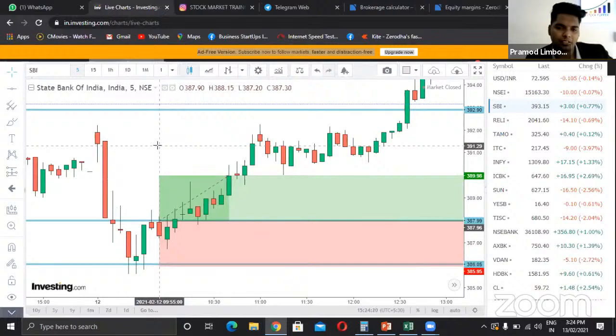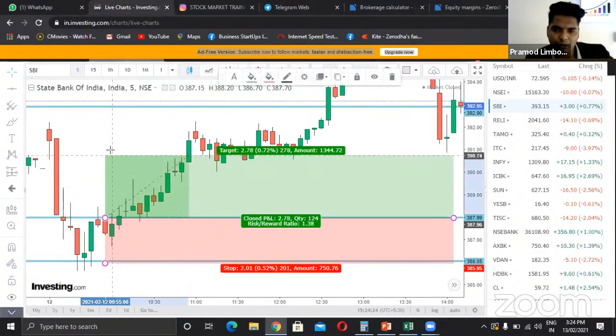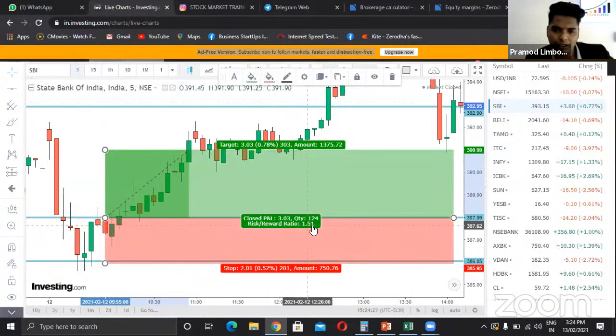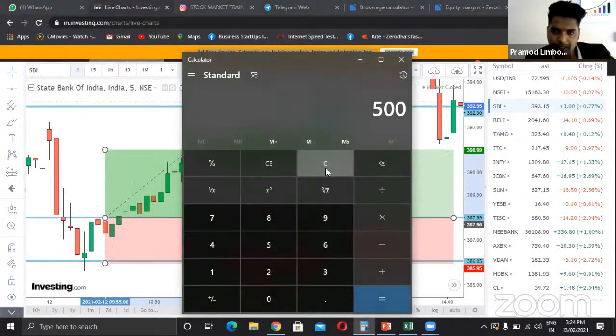That doesn't make any sense, traders. My perfect ratio for any trade is around 1:1.5. What does it mean? If I am risking 500 rupees, then I am expecting 500 into 1.5, that is 750 rupees of profit. This is my risk to reward ratio. This is the minimum criterion to become a successful trader. You will always have to risk less but expect more.